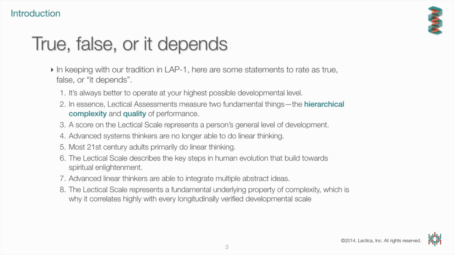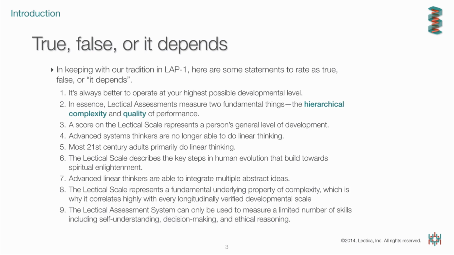Number 8, the lectical scale represents a fundamental underlying property of complexity, which is why it correlates highly with every longitudinally verified developmental scale. Number 9, the lectical assessment system can only be used to measure a limited number of skills, including self-understanding, decision-making, and ethical reasoning. If you haven't done so already, grab a pen and paper and jot down whether your answer to each of these statements is true, false, or it depends. We'll revisit the quiz at the end of the lecture to see how close you got and whether any of your responses changed.